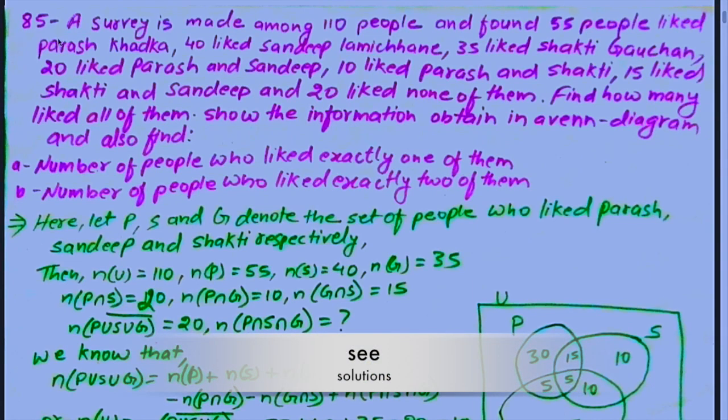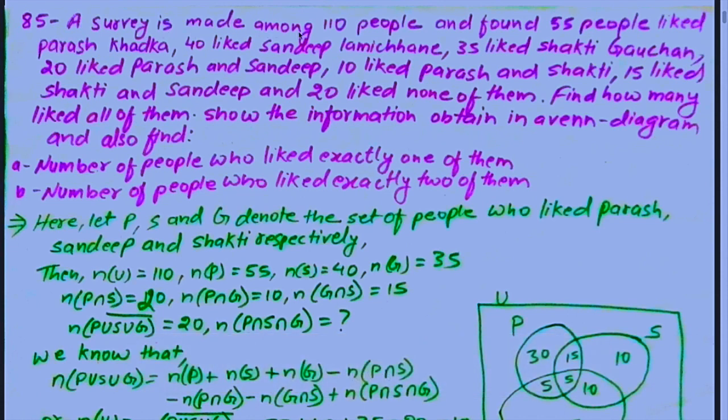Set 85. A survey is made among 110 people, and 55 people like Paras Khadga, 40 like Sandeep Lamisane, and 35 like Shakti Gautama. 20 like Paras and Sandeep, 10 like Paras and Shakti, 15 like Shakti and Sandeep, and 20 like none of them. Find how many liked all of them.